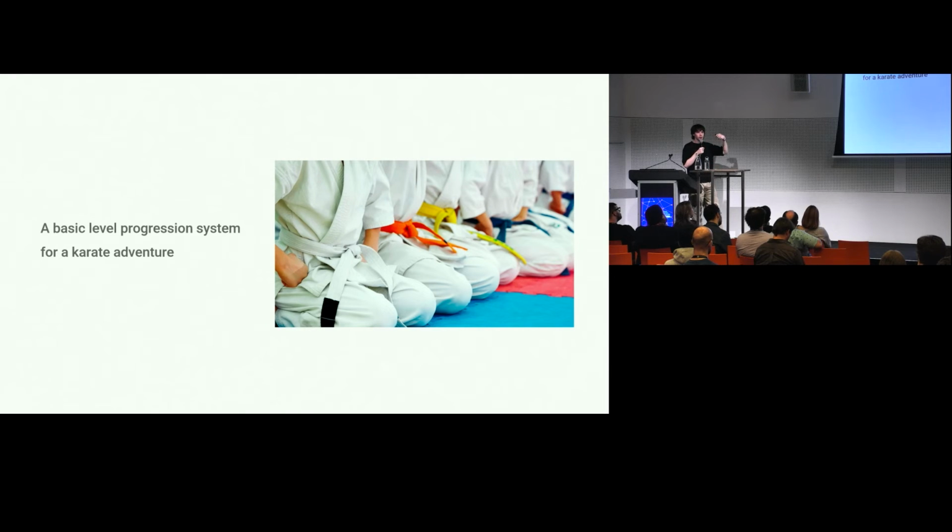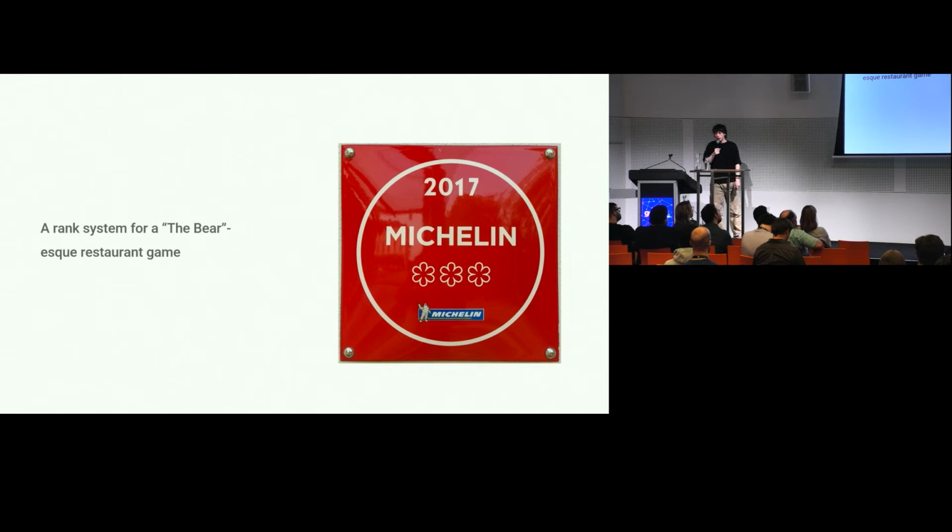So instead of just become level 100, you could split level 90 to 100 as being a black belt. And so, kind of like in the case of Rocket League, it's not just becoming level 100, well, that seems boring. Becoming a black belt, oh, okay, cool. That's just more interesting. And you can tie that into your story and your theming in a way that's nice. We could have a rank system for a The Bear-esque restaurant game.